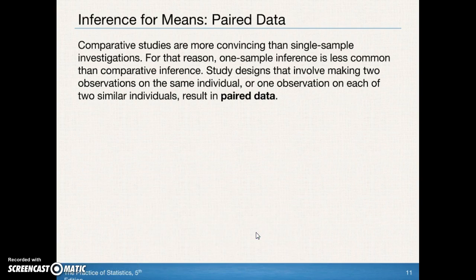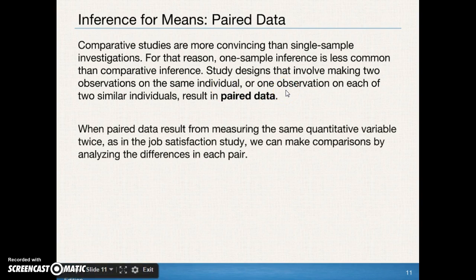The last thing that it said we were going to do is quickly talk about paired data. Paired data is when you're doing comparative studies, and you're looking at convincing sort of single sample investigations. Studies that involve making two observations on the same individual or one observation on two similar individuals are considered paired data. We referred to this as a matched pairs experiment earlier in the year, but now we call it paired data because it's, again, same individual, two observations, or one observation, very similar individuals.